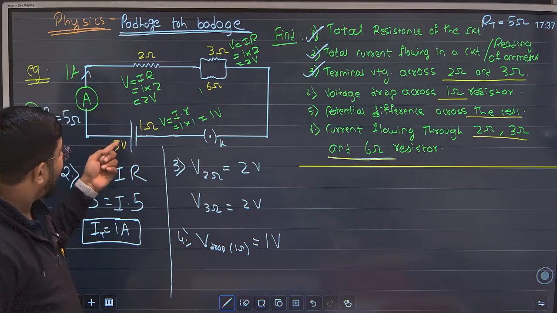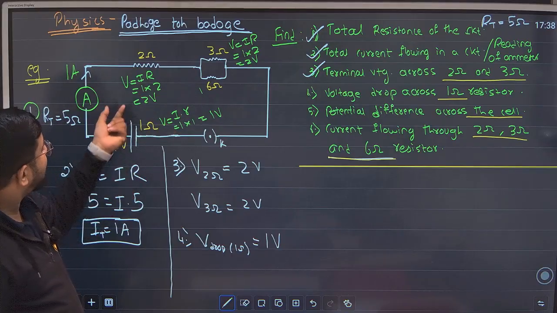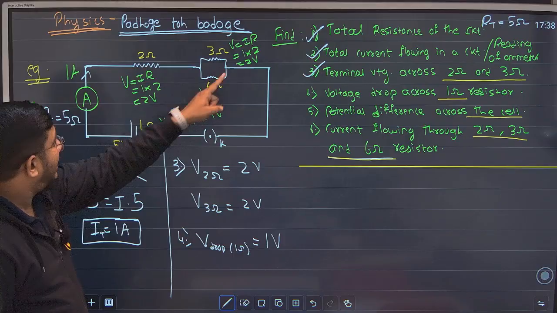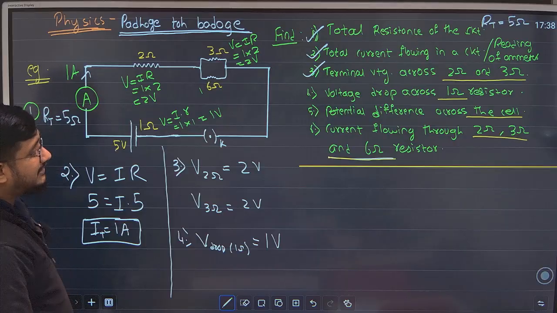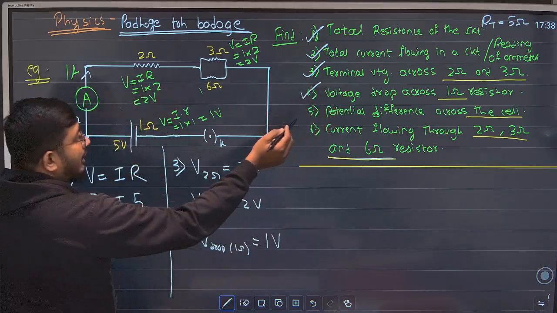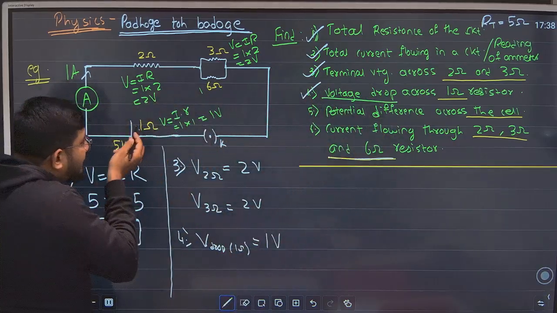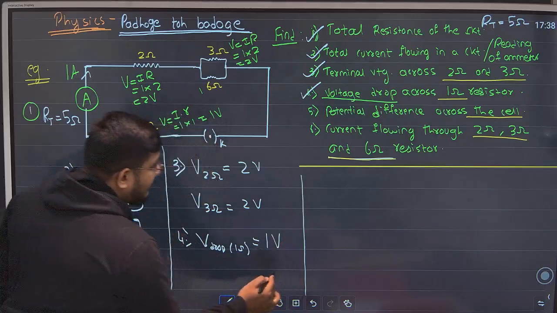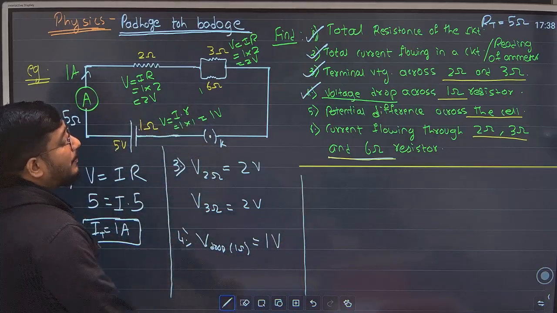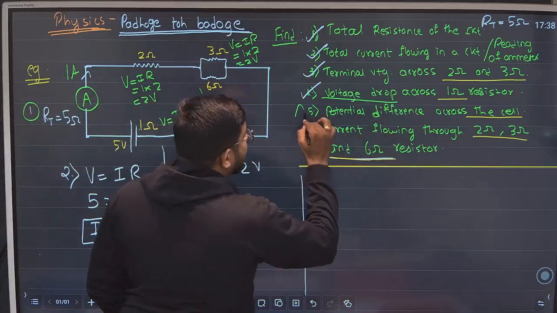Are you getting? So in this circuit, voltage is divided over here. If we add all the three voltages, we'll get the 5 volt. Are you getting? So easy. We got the voltage drop. Voltage drop is always towards the internal resistance, guys. Okay, it's always towards the internal resistance. Next, fifth one, potential difference. Remember this.